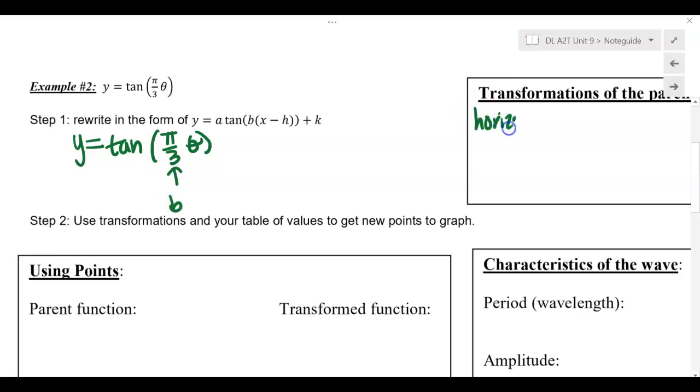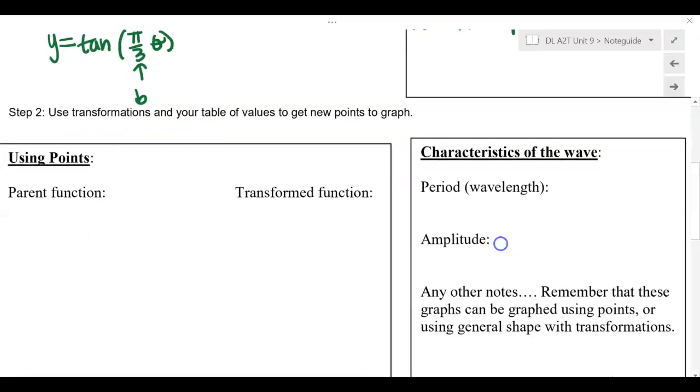And that means there will be a horizontal change, and so think what's going to happen. Things are going to get multiplied by 3 over pi. Pi is slightly bigger than 3. It's like 3.14. That means things are getting multiplied by something that's just a little bit smaller than 1. So this is technically a horizontal compression. Okay. How that affects my graph.